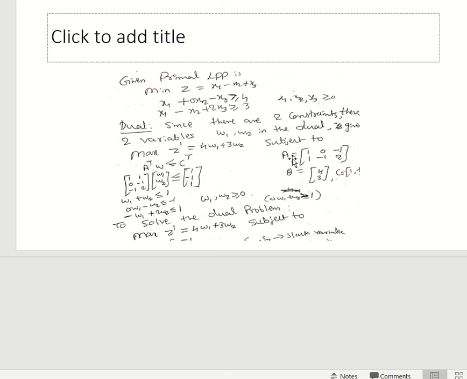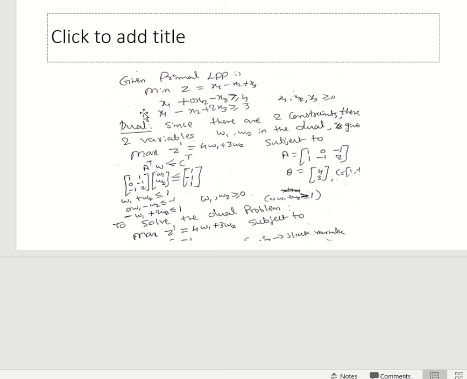What are A, B, C here? A is nothing but the coefficient matrix of the left-hand side of the constraints, that is [1, 0, -1; 1, -1, 2]. And what is B? The constant part, that is 4 and 3. And what is C? The coefficients of x1, x2, x3 in the given minimization objective, that is 1, -1 and +1.